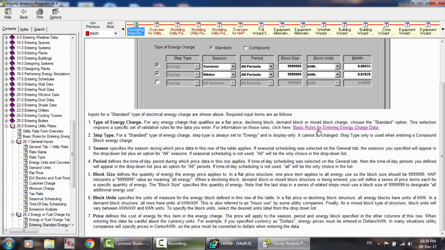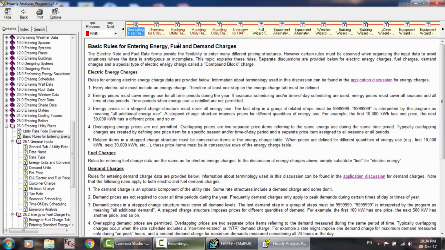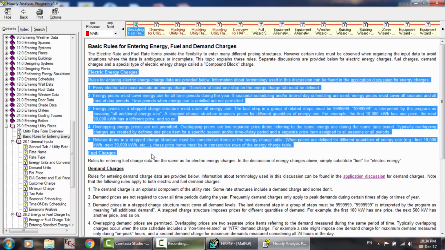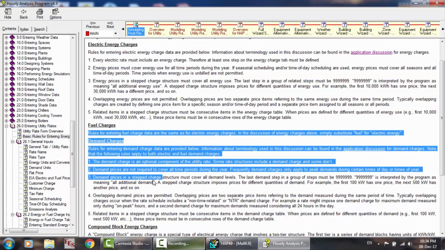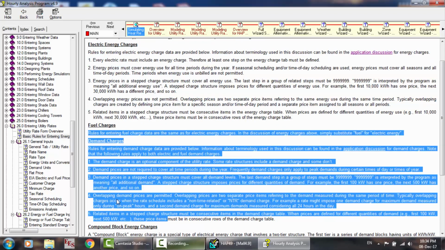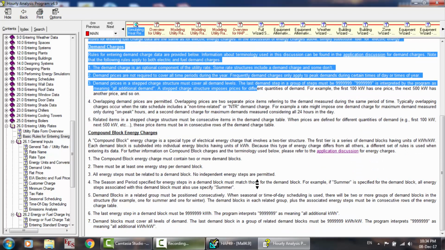So here, gentlemen, the basic rules in simulating heat. Basic rules, please. You have to read carefully the electric energy charges and how to avoid the overlapping. And here are the fuel charges. Okay, so overlapping demand prices are permitted, and overlapping energy prices are not permitted. You can see everything here.